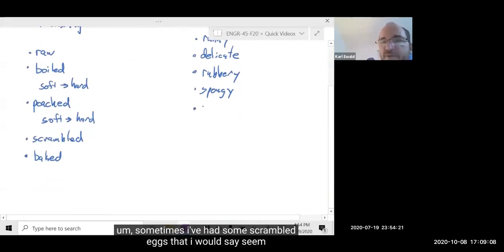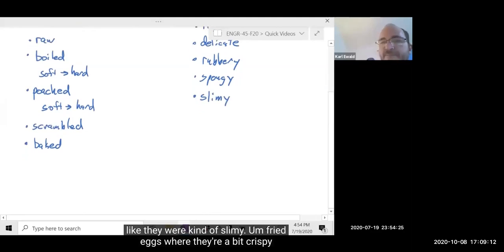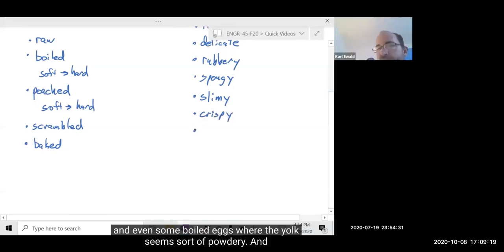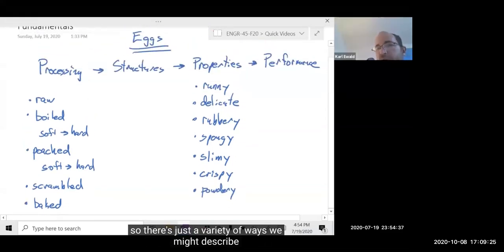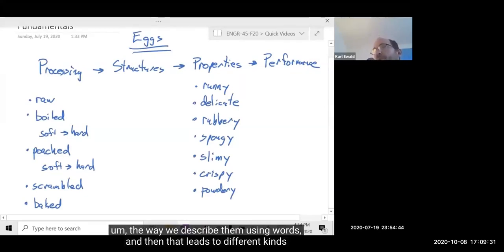Sometimes I've had some scrambled eggs that I would say seem kind of slimy, fried eggs where they're a bit crispy, and even some boiled eggs where the yolk seems sort of powdery. So there's a variety of ways we might describe those structures using words. And that leads to different kinds of performance.